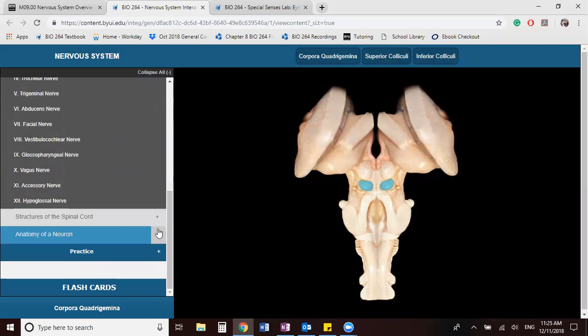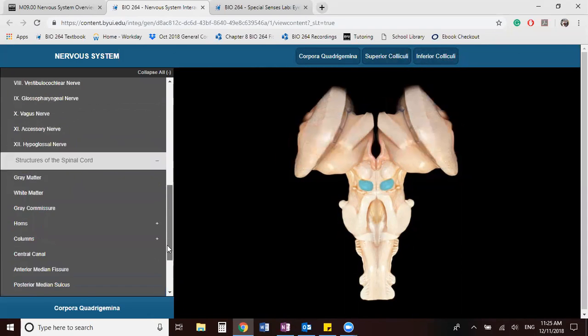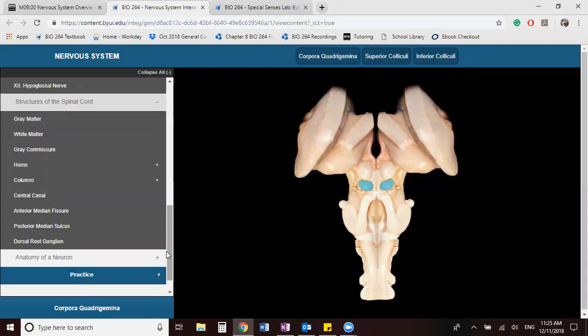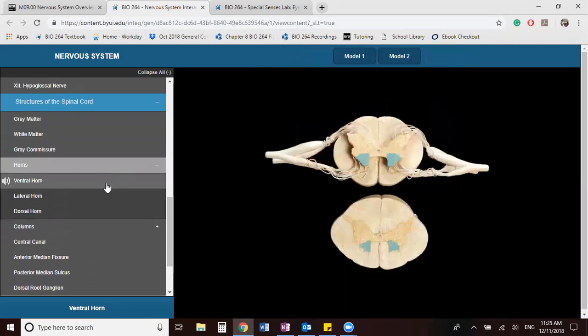And then lastly, the most commonly missed concept of the quiz, where people lost a lot of points, was structures of the spinal cord. Mostly it was that people said they didn't see what was highlighted, or people would just put the spinal cord because they weren't used to how it was highlighting on the question.